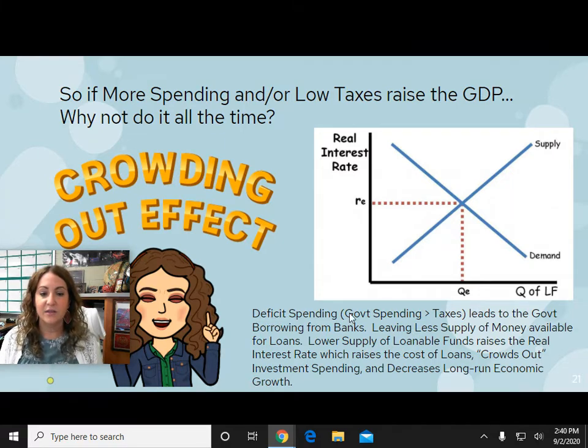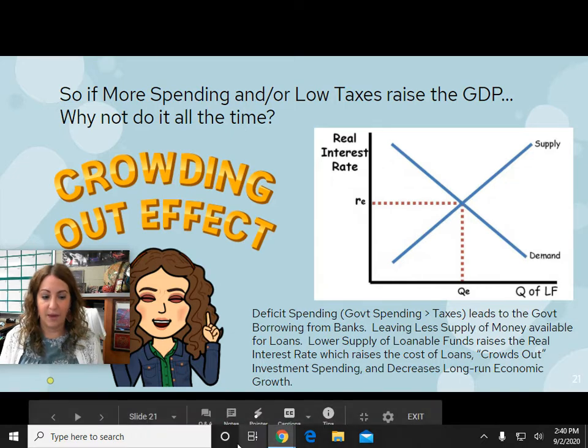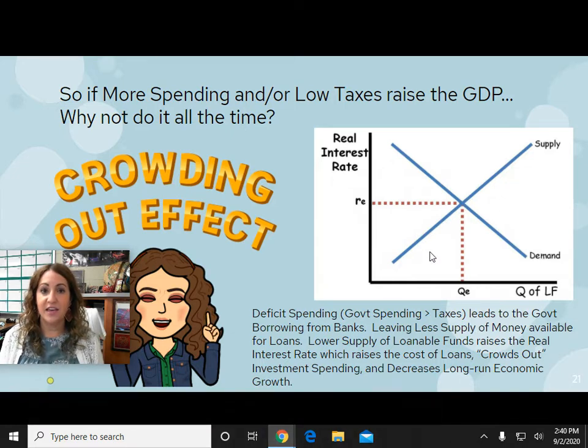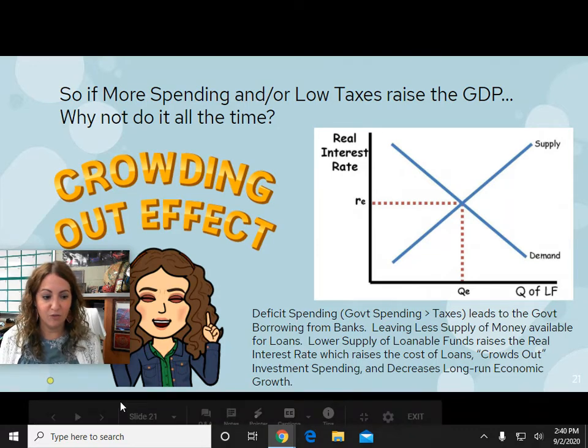But this leads the government to borrow money, because if they spend too much, they have to get it from somewhere. Just like you and I, if we ran out of money, we'd go to the bank to borrow a loan. The government does the same thing. They take out loans from banks as well. And if the government takes out loans from a bank, there's less available for us.